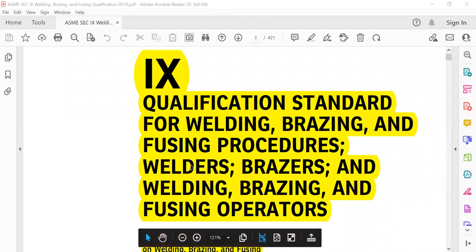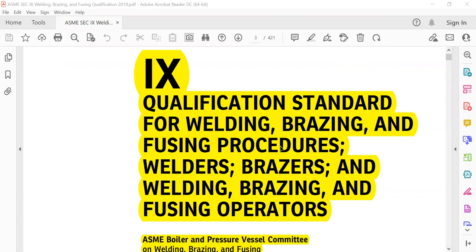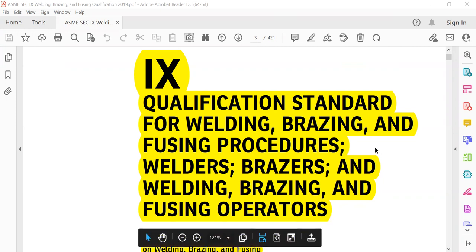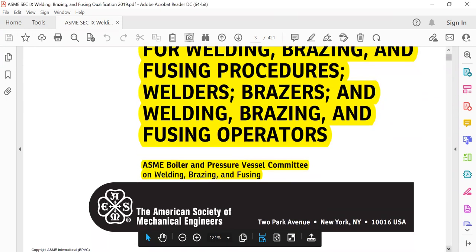We'll start Section 9, qualification standard for welding, brazing and fusion procedures, welders, brazers and welding, brazing and fusing operators. But we are dealing with welding only, as per 570.